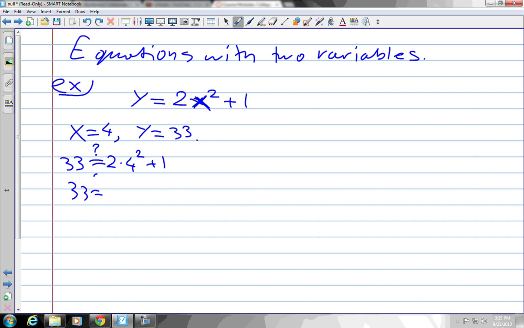Is 33 the same as 2 times 16 plus 1? Yeah, looks like 33 equals 33. So yes, this right here is a solution to that equation. x equals 4, y equals 33.